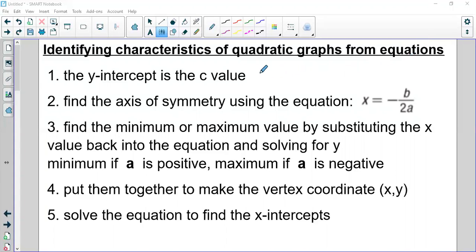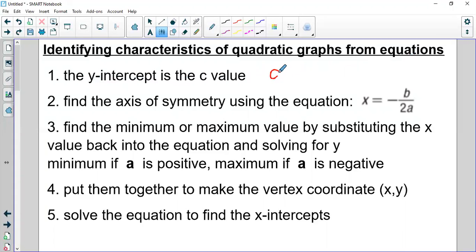So every single piece of the equation and every single characteristic we identified has a way to get it. We're going to go through them. This is really important. You're probably going to have to go back and watch this again. The first and easiest one is the y-intercept. The y-intercept is a c value.